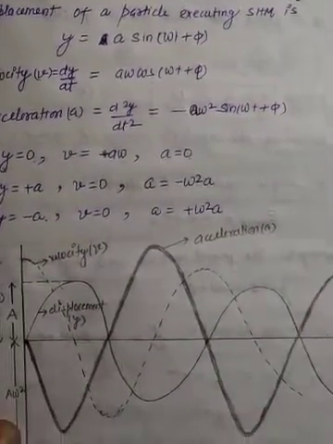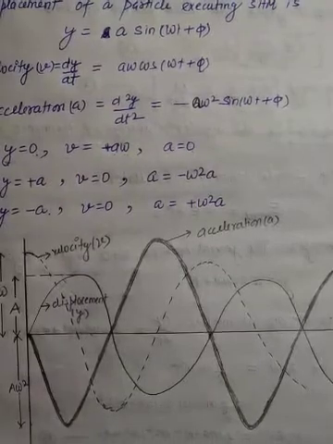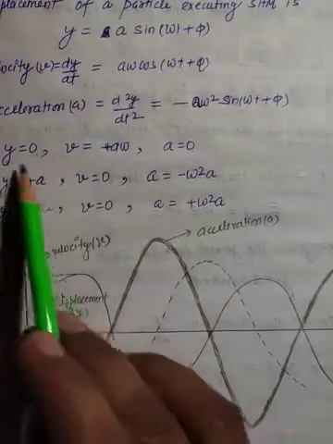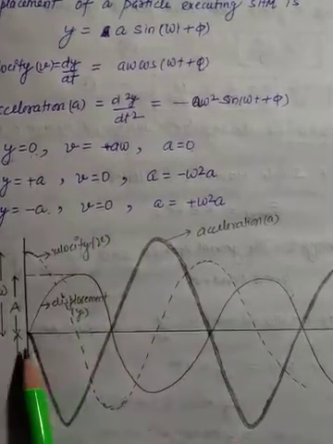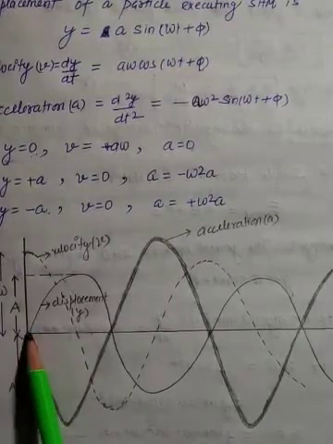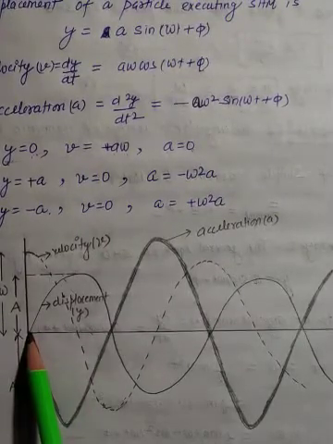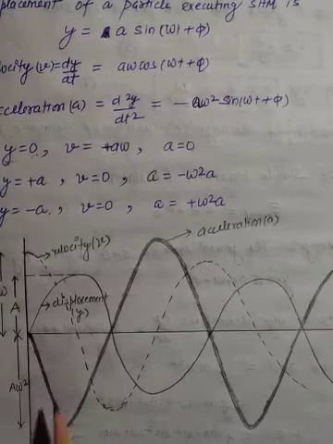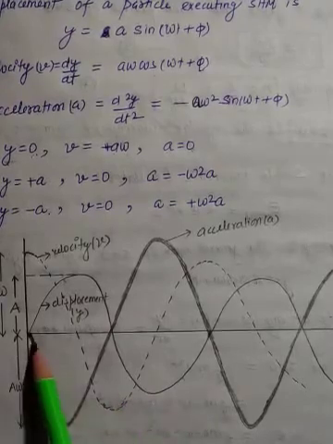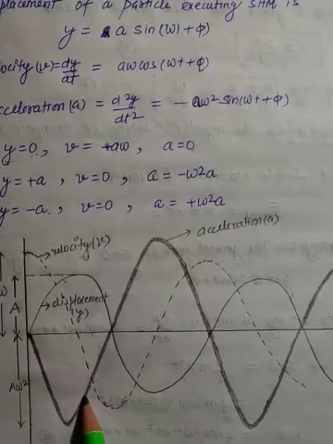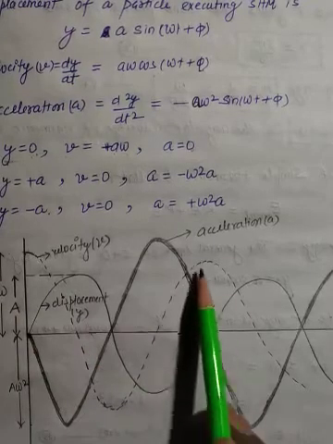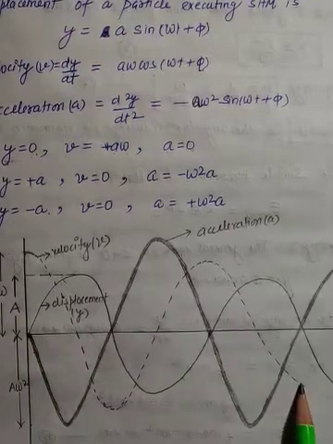I hope you can clearly see that when the displacement is 0, then acceleration is also 0. At this point, the displacement graph has value 0 at time t equal to 0, and the acceleration is also 0. This solid line represents the acceleration, and this dotted line represents the velocity.